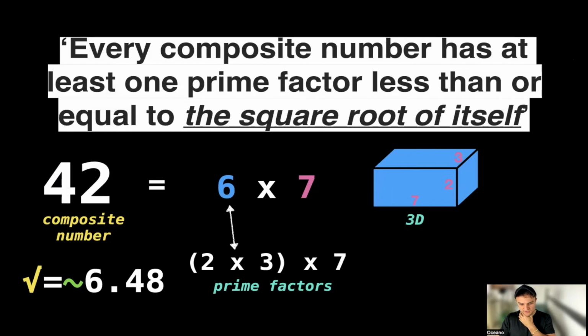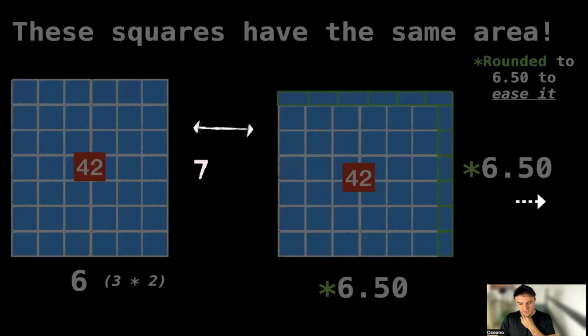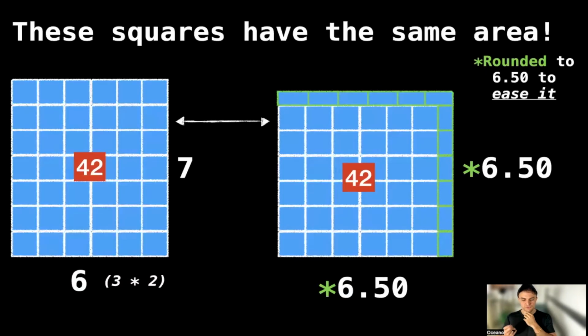Let's again watch it visually so we can appreciate this idea. As you can see, here I have two squares. One is a square composed of the square roots, namely 6.50 rounded to make it easy, and another square which has 6 per 7. 6 per 7 are the prime factors of the value 42. Now, you know that prime factors are positive integers, right? They are not real numbers. I cannot have a factor which has a floating point.